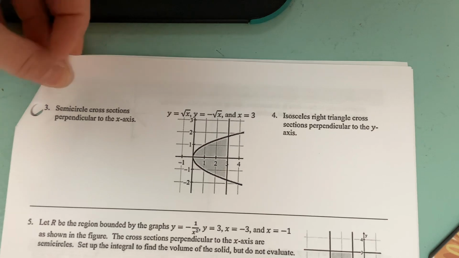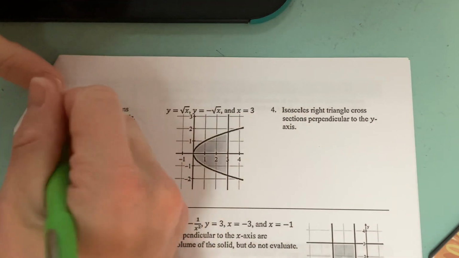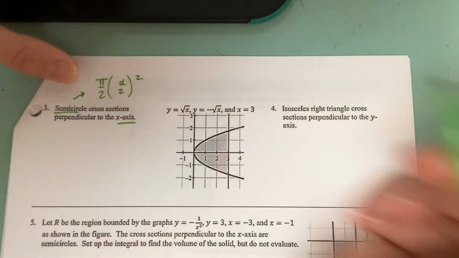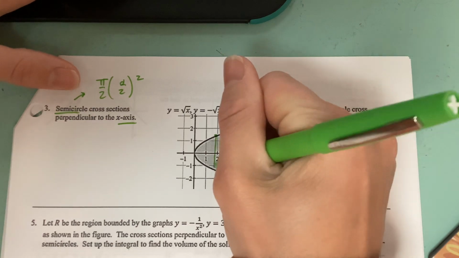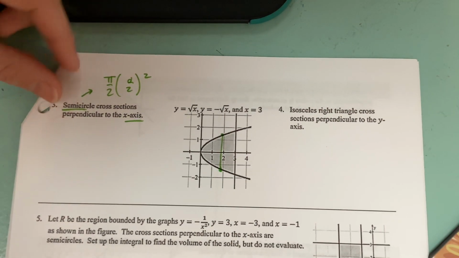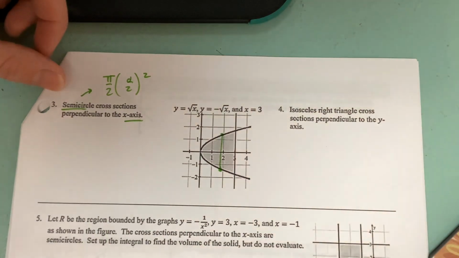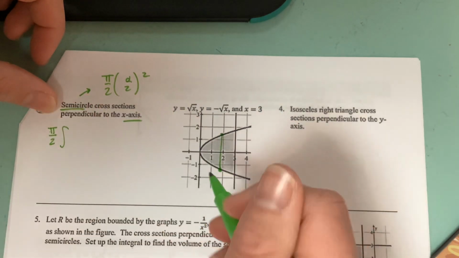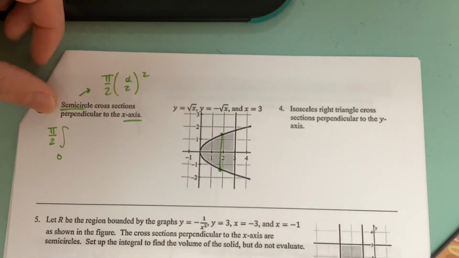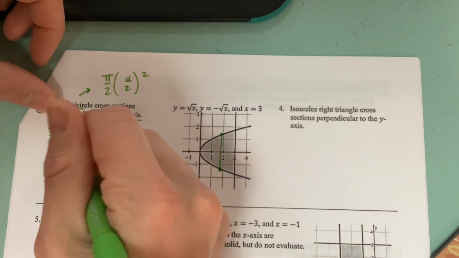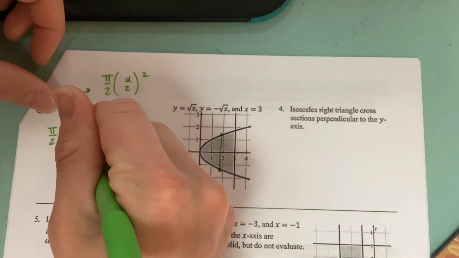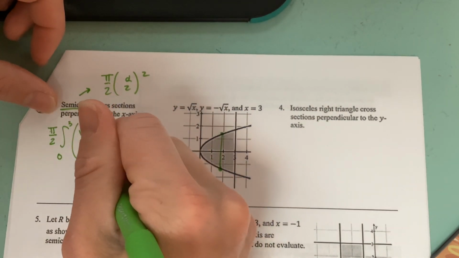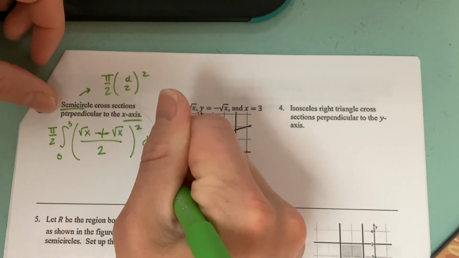All right, next one. Another semicircle, this time in terms of x. So pi over 2, diameter over 2, squared. In terms of x, I've got the square root of x and the negative square root of x. So I'm going to put the pi over 2 out in the front. My bounds are going to go from 0 to 3. Then I've got the top function, square root of x, minus the bottom function, negative square root of x. Double negative is a positive, divided by 2, squared, dx.